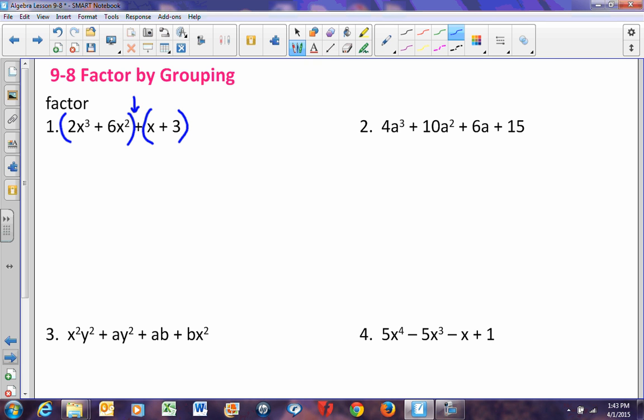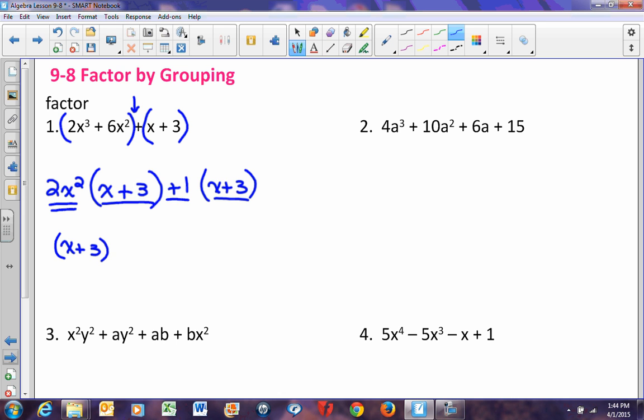My common terms are 2x to the third plus 6x squared. I can take a 2x squared out. If I divide 2x to the third by 2x squared, I'm left with x. If I divide 6x squared by 2x squared, I'm left with a 3. In my second term, there is nothing I can take out. And remember, when there's no common factor, the common factor is always 1. So I can take out a 1, and I'm left with x plus 3. My common term, x plus 3. What am I left with? 2x squared plus 1. This should be simple because we did it so many times when we factored trinomials in the form of ax squared plus bx plus c.